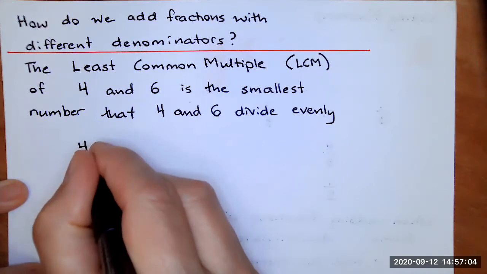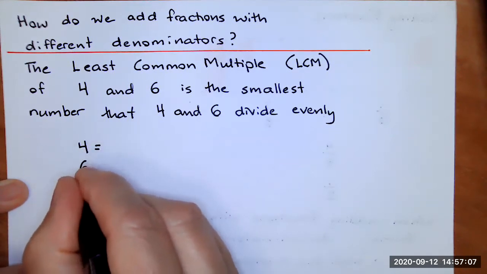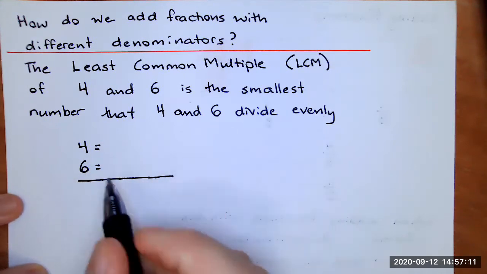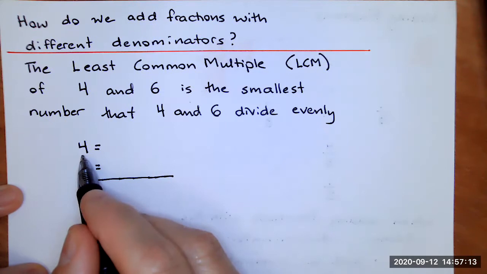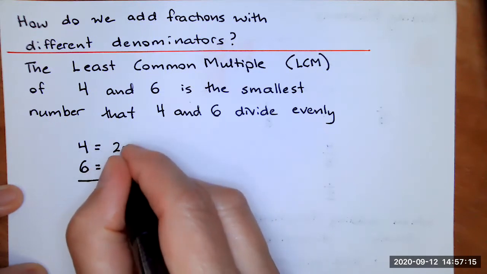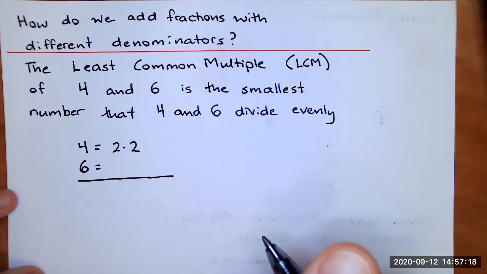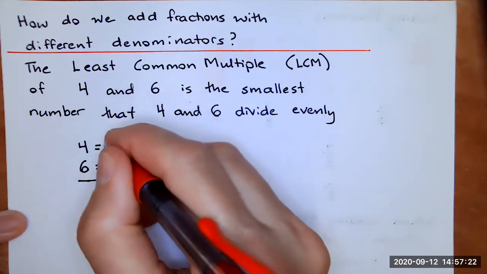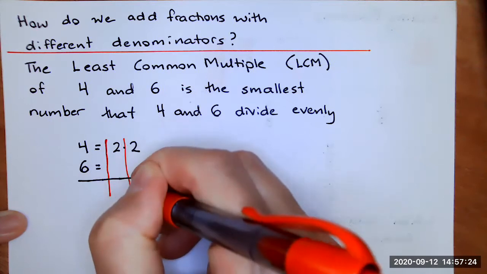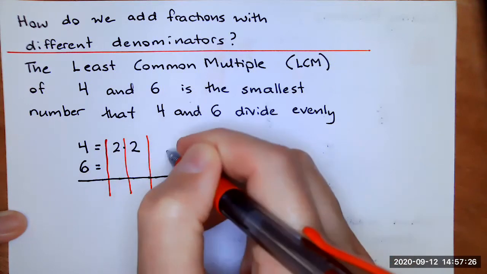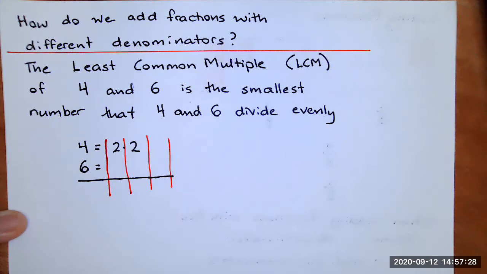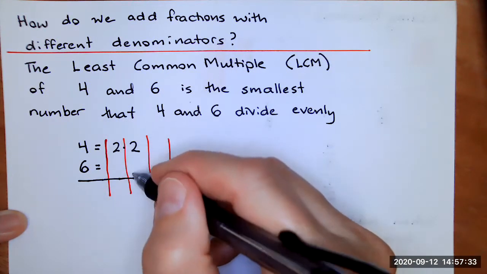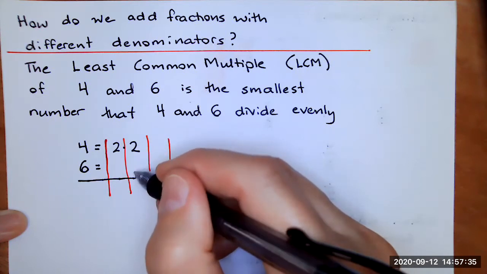So remember the prime factorization that we did earlier. So we write the prime factorization of 4, which is 2 times 2. And then the prime factorization of 6. So if we make a little chart, I'm going to call this the 2 column. Only 2's can go in this column. Only 2's can go in this column.